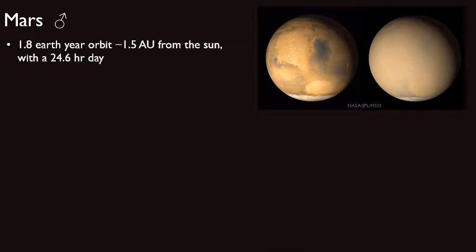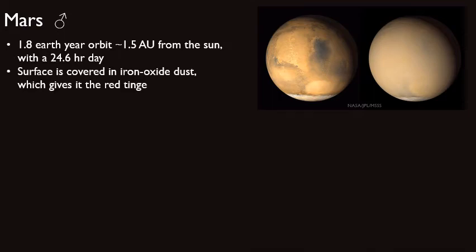Mars is the last terrestrial planet, so it's about 1.5 Earth to Sun distances from the Sun. It takes around 2 Earth years to go around the Sun, and the day's pretty close to the length of the day on Earth. So right, it's about an extra 40 minutes or so. The surface is covered in a thin layer of dust of iron oxide, and that gives it this red tinge, which is why we call it the red planet.